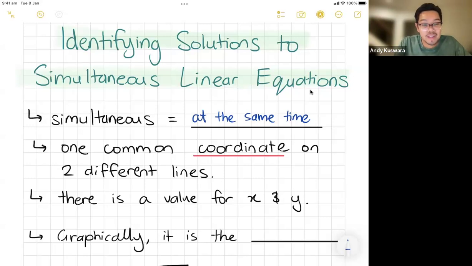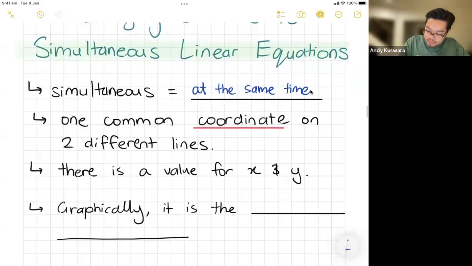Now, what does this look like mathematically? It means there is one common coordinate on two different lines. Essentially, you'll notice that there's a coordinate that's the same on both lines. That means there's a value for x and y, an x value and a y value, because it's a coordinate. And graphically, this is the most important part: it's what we know as the point of intersection.